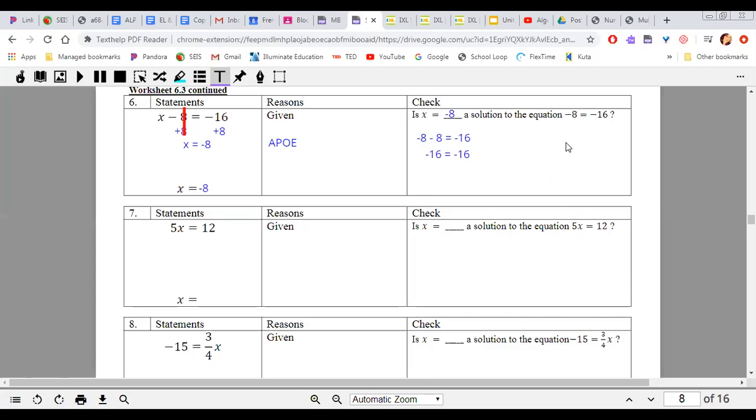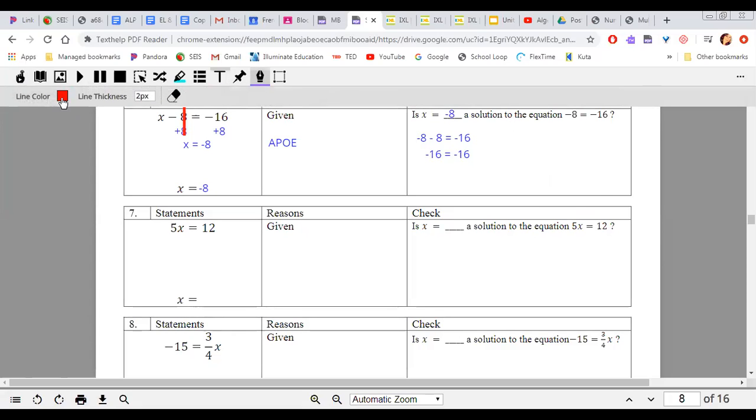Right. And is negative 16 equal to negative 16? Yes. Okay. Cool. Why is that being super thick? I don't know. All right. How about the next one?